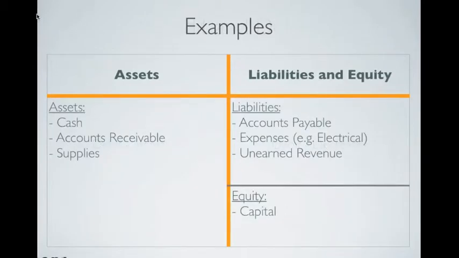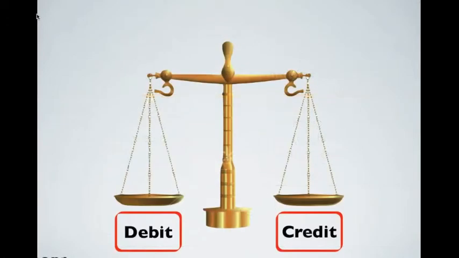Now, still thinking about the T, the assets are on the left, liabilities are on the right. Just some examples: cash and accounts receivable apply for assets. Liabilities can be like accounts payable, expenses, equity, capital, etc.